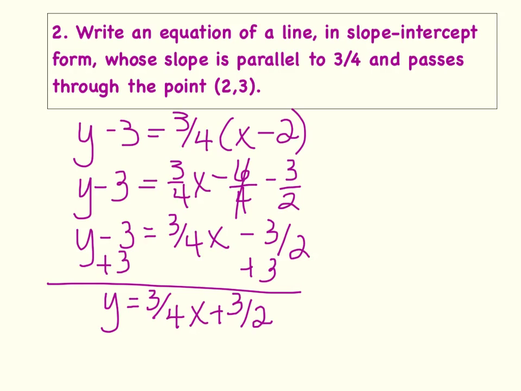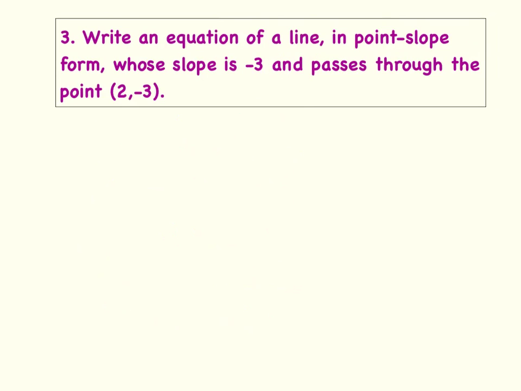Now, if you are not very good with working with fractions and whole numbers, you can use your calculator to help you with this step right here. Okay? Now, let's move on to example number 3. Number 3 states, write an equation of a line in point-slope form whose slope is -3 and passes through the point 2, -3. Now, just like in the other examples, we will start out by using our point-slope form.